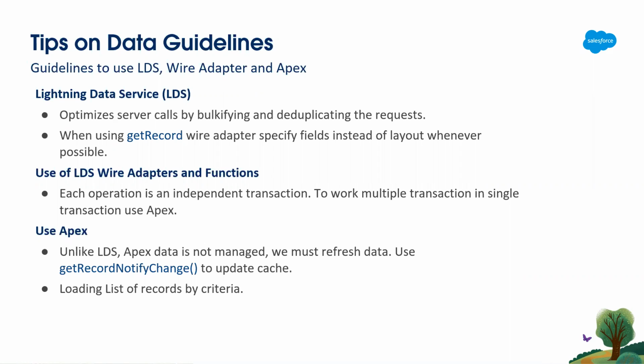Use LDS wire adapter and the functions, each operation in independent transactions. So let's say you have a requirement that multiple operations must be done in a single transaction, that cannot be done with LDS. At that moment, think of using Apex. Use Apex whenever you have transactional scenarios to be handled. Second thing is that Apex data is not managed, so we must refresh data. Use getRecordNotifyChange to update the cache, and Apex is good for loading a list of records by criteria.